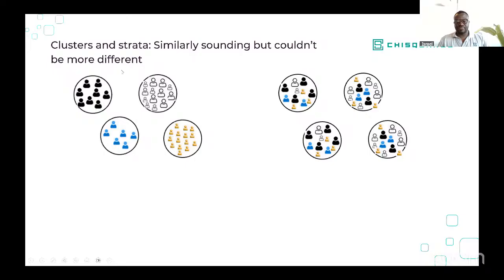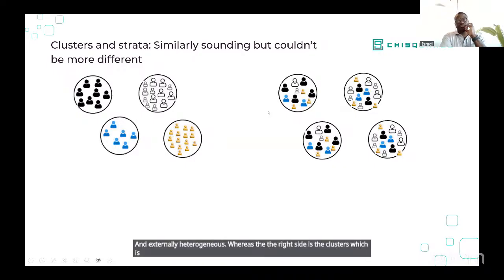I think the left side is the strata because it is internally homogeneous. Excellent. And so these are externally heterogeneous. Whereas the right side is the clusters, which is internally heterogeneous, whereas externally, it is homogeneous. Excellent. So that's the idea.